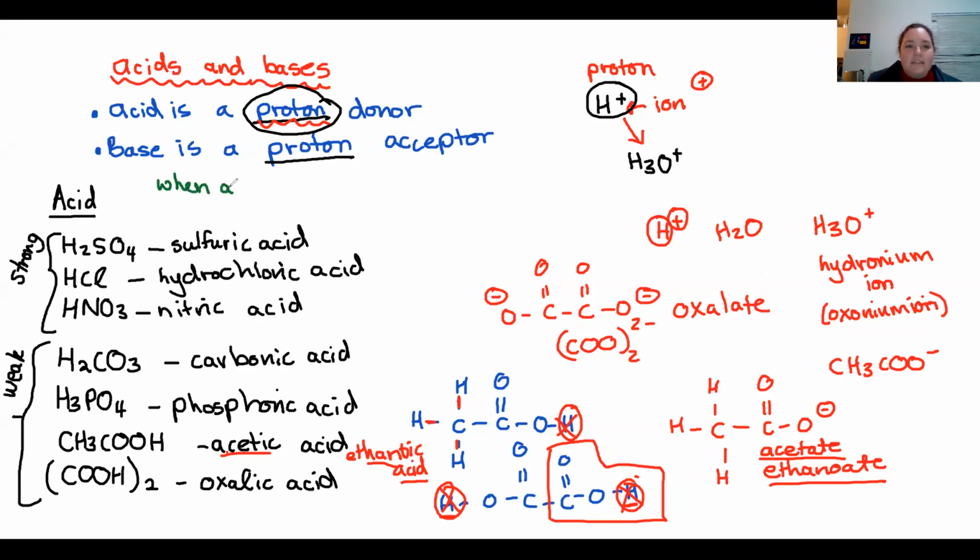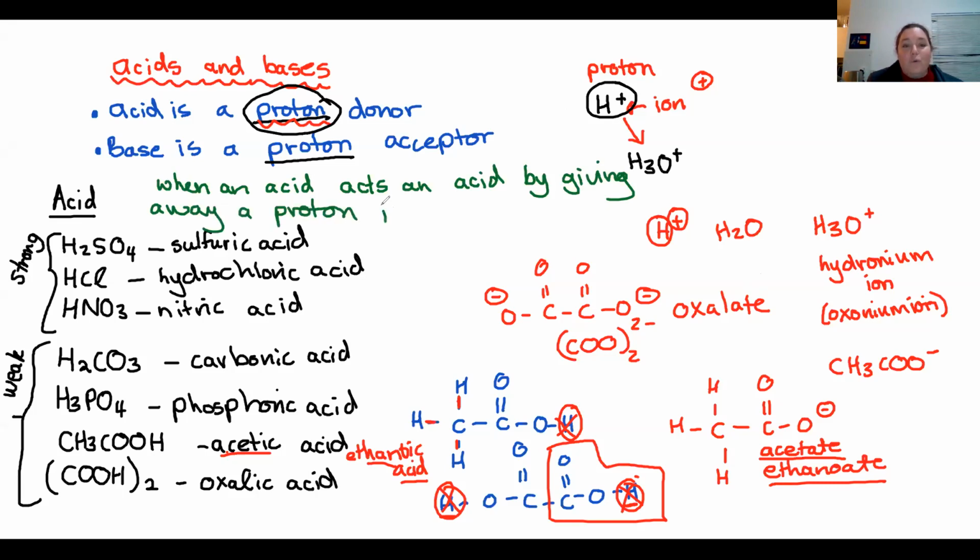When an acid acts as an acid by giving away a proton, it forms a base. But it's not just any base, it forms what we call a conjugate base. So a conjugate base, conjugate means joined, and it's a base.